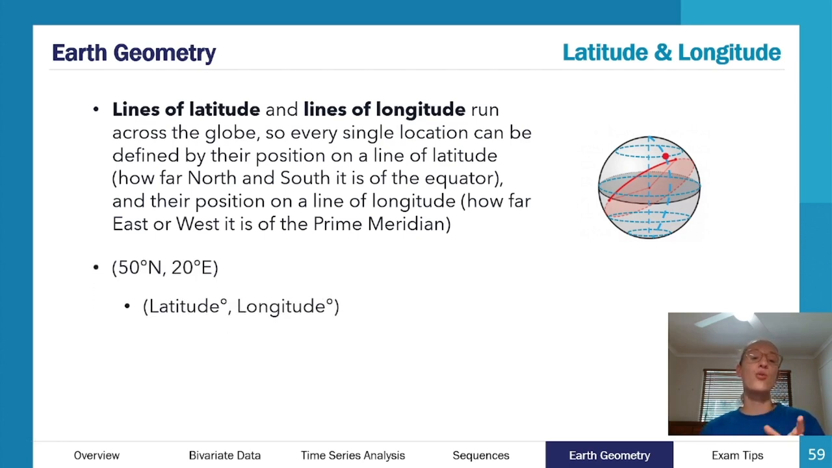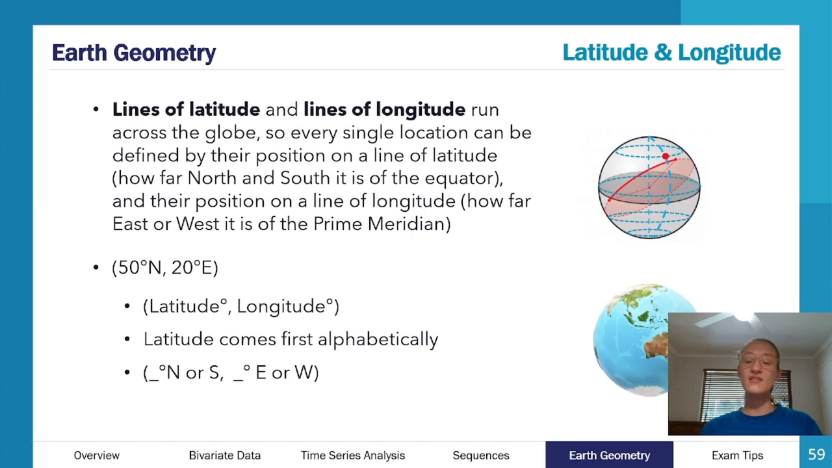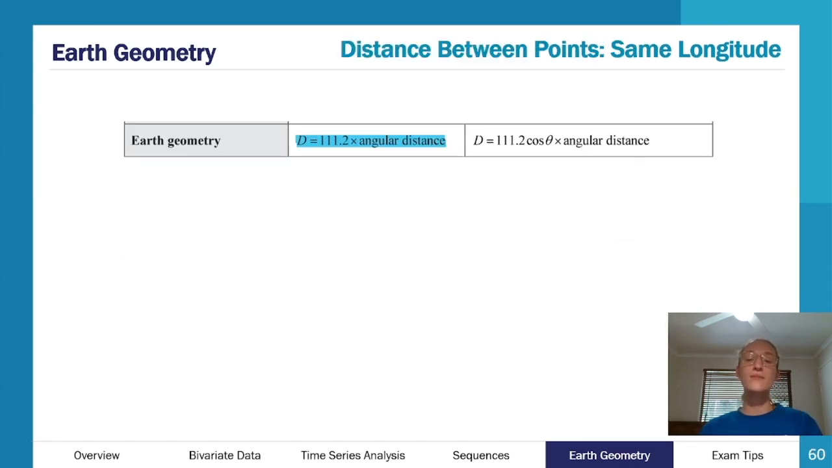Latitude always comes first, so how far north or south it is, and then we write longitude, so how far east or west it is. How I remember that is latitude comes first alphabetically, so we put it first in the coordinate order. So it's how far north or south, and then how far east or west. Again, we can talk about the position of Brisbane, and all these different things.